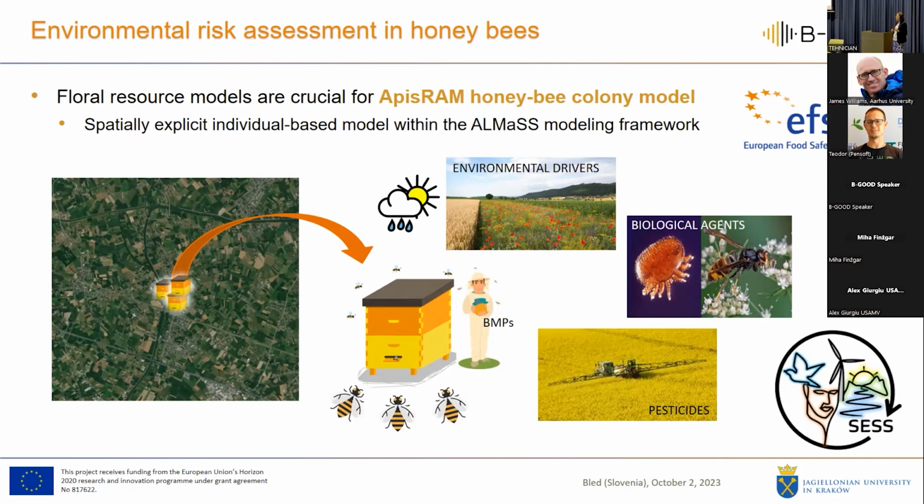So they acknowledge the fact that the bees are exposed to multiple stressors, and they are flying, present in the landscape in different places. This landscape is complex, and there are these multiple stressors working on them in space and time. So we have the environmental drivers, of course, but also biological agents. We have pesticides, which are also changing in space and time. And this is a very complex system, which is really difficult to understand.